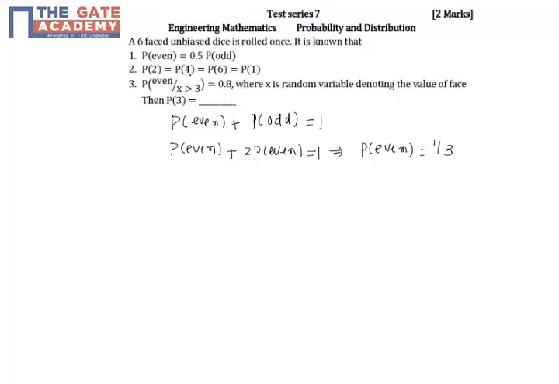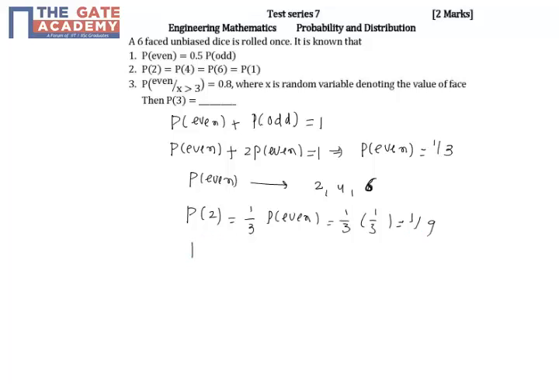These are all even numbers, right? So we know that P of even means the numbers may be 2 or 4 or 6, right? So the probability of getting 2 is equal to 1/3 of the probability of even. So this is 1/3 of 1/3, which is 1/9. So P of 2 equals P of 4 equals P of 6 equals 1/9, and P of 1 also, as per the given problem, is equal to P of 1. So all the values are equal to 1/9.